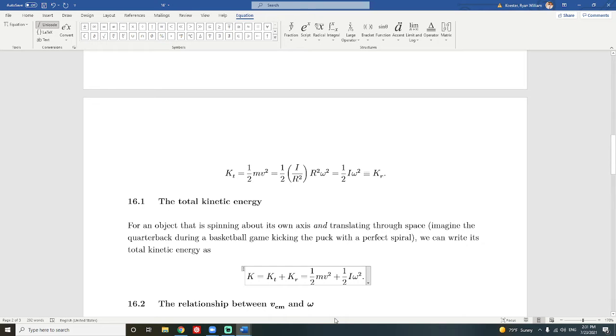And notice that this is very similar to what we've been doing so far, where we just take our m's and make them I's, we take our v's and make them omegas, and we're pretty much good to go.